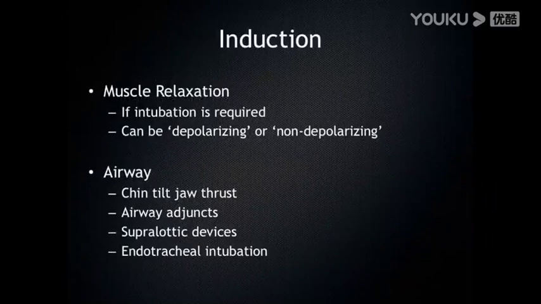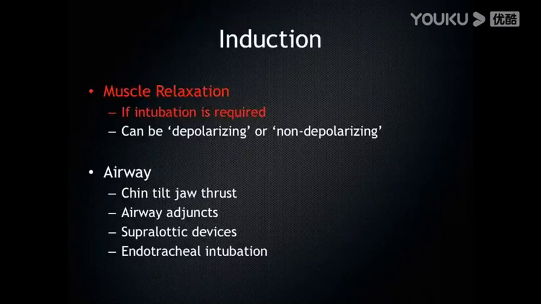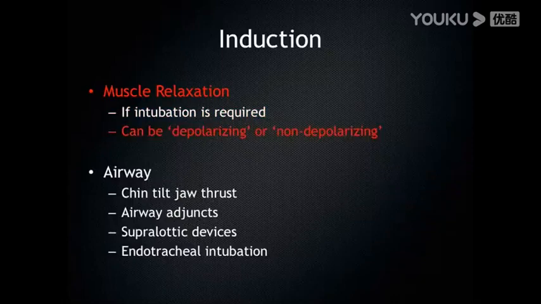When we're thinking about a general anaesthetic, as I said, we think about the triad of anaesthetic drugs: hypnosis, analgesia and neuromuscular relaxation. We give neuromuscular relaxation if intubation is required or if the surgery needs a still patient. This can be either a depolarizing, suxamethonium, or a non-depolarizing, also known as a competitive, such as atracurium, rocuronium or vecuronium.